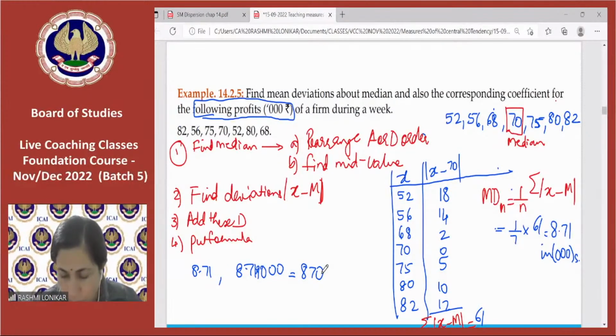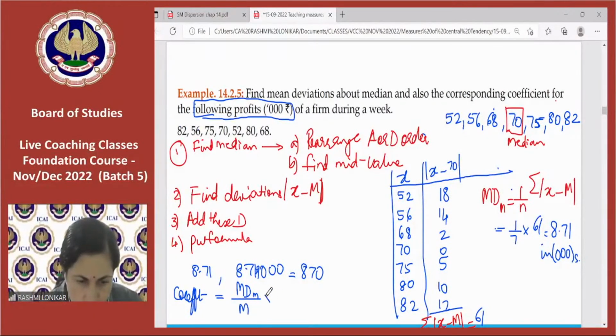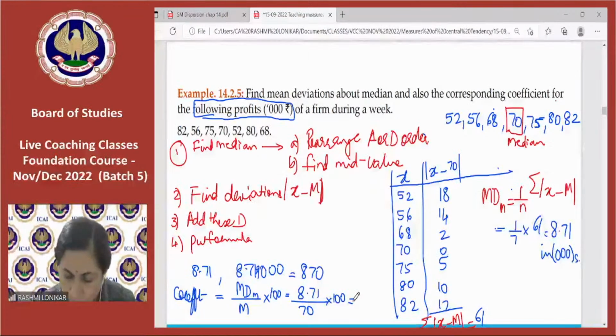Okay, and coefficient of mean deviation. For the coefficient, what is the formula? It is mean deviation upon the median into 100. How much is the mean deviation? 8.71. How much is the median? It was 70, into 100. So how much is this? (52 minus 70).